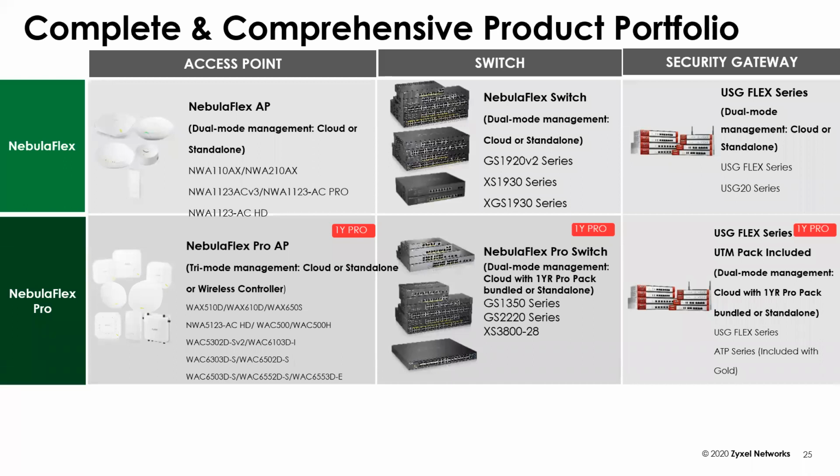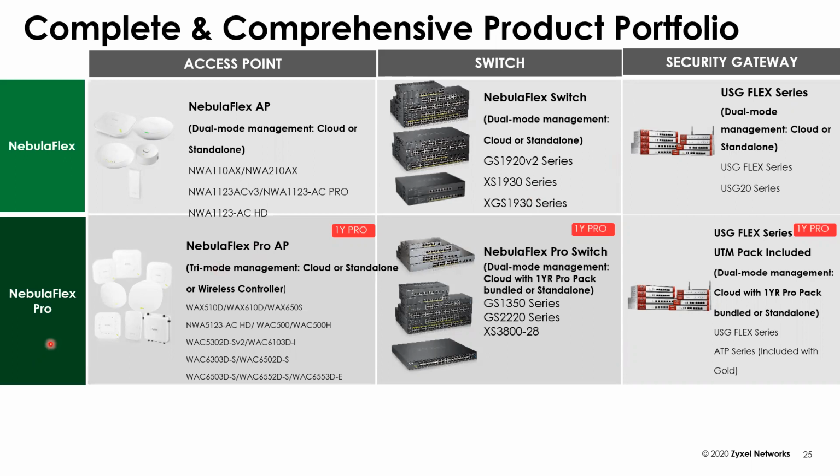So this is just a rundown here of the different devices we have and which are Nebula Flex and which are Nebula Flex Pro. You can see here on our APs, our lower end models are Nebula Flex: the NWA 50 and 90, the 110, 210 series, and the 1123 series. On the switches, it's our GS 1920 V2 series and the 1930 series. And then on the security gateways, it's our USG Flex devices, which do not come with a bundled UTM license with them.